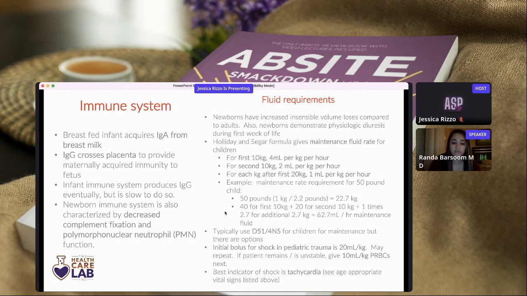You usually start off actually with D5 quarter NS for maintenance. And then initial bolus for pediatric trauma patients is 20 mils per kg of fluids. And then if you're going to give blood, it's actually 10 mils per kg.